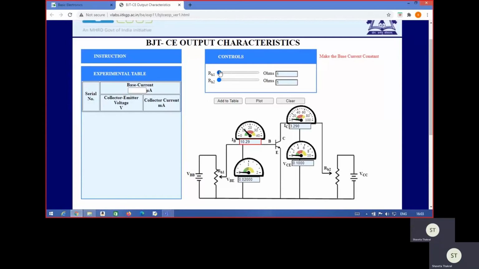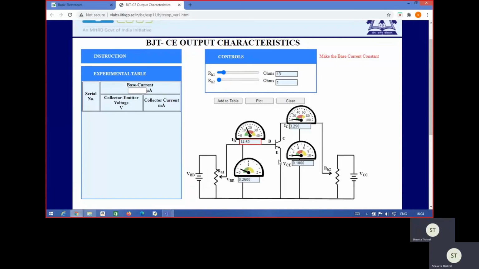So we increase the value of this rheostat 1 and we observe that the IB is changing. So we can put IB at some constant value. Let's say we can put it at some value, that is, let's say 14.5 microamperes. So we can set the IB value at 14.5 microampere.